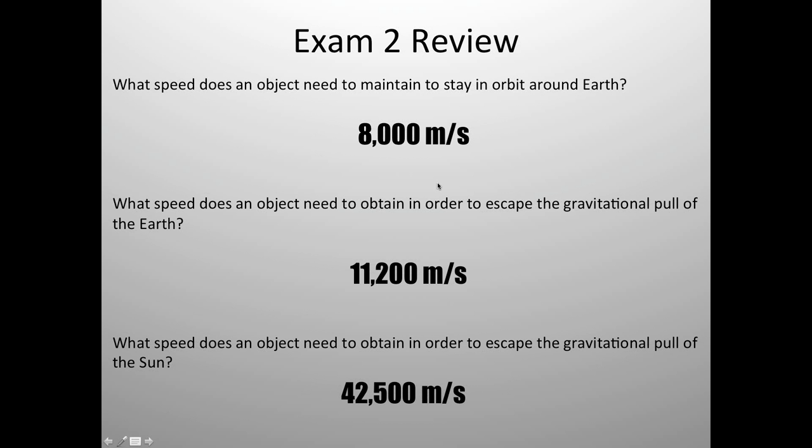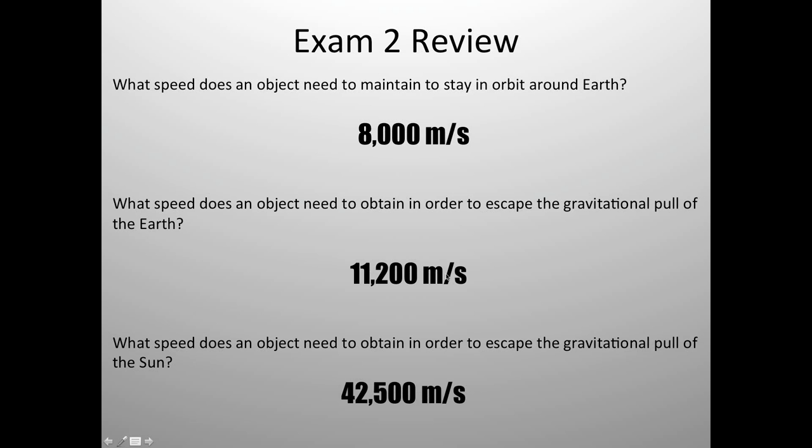So again, just be careful to read the problem carefully and figure out which one we are asking for. The smallest one is obviously going to be to maintain orbit. The second smallest one is going to be to escape the gravitational pull of the Earth, and then the largest one would be to escape the gravitational pull of the sun. In between these numbers, you'll find slightly different paths of the objects.